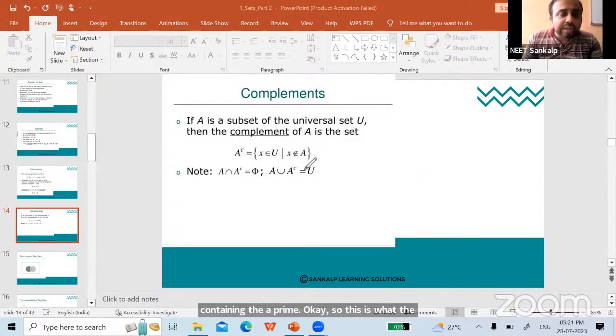Now note, A intersection A complement is always the null set. A union A complement is always the universal set. So it is a condition: the intersection of A and its complement is always the null set. Why? Because A with another A, there is no other set forming there.